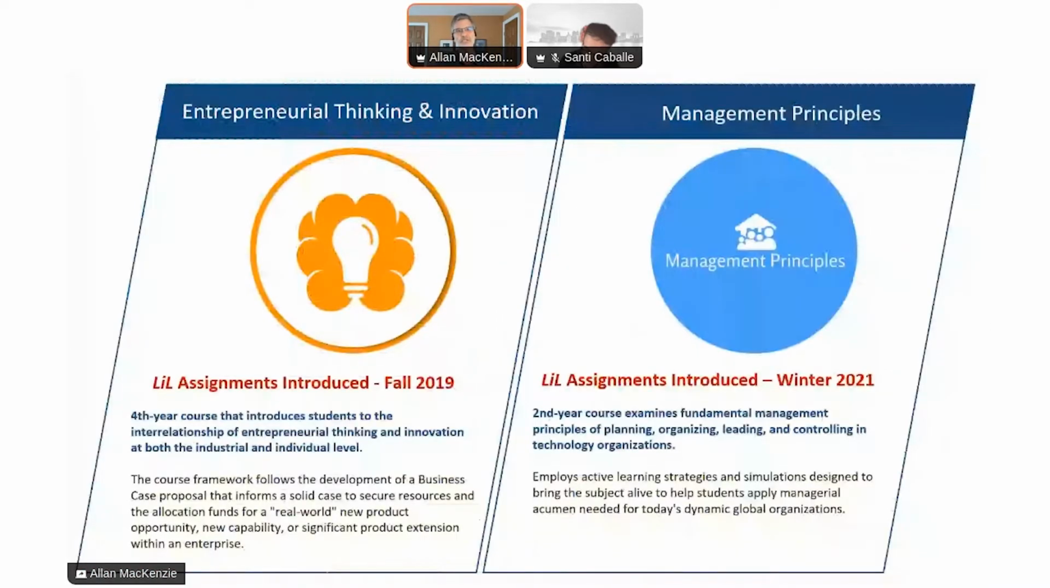So the 2 courses I integrated this into: one was a 4th-year entrepreneurial thinking and innovation course. And I started that in the fall of 2018, but the data I'm going to share with you is from the fall of 2019, pre-COVID. This course is a senior level course. It's not a capstone, but it is starting to accumulate. There are a total of 13 management courses within our undergraduate curriculum.